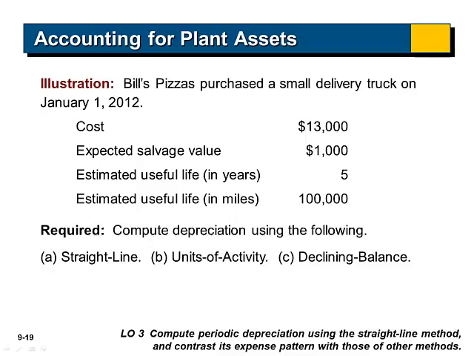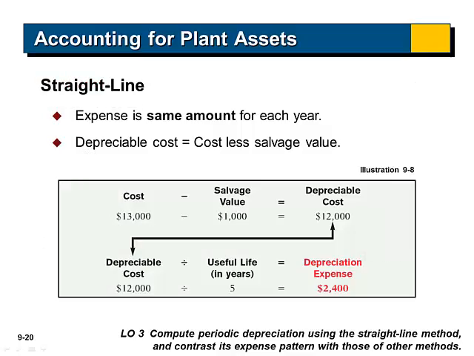So we're going to go through and compute depreciation on this delivery truck using the straight line method, then using units of activity, and then using the declining balance method. Under the straight line method, basically the straight line method expenses the same amount for each year. And so first we need to figure out what its depreciable cost is.